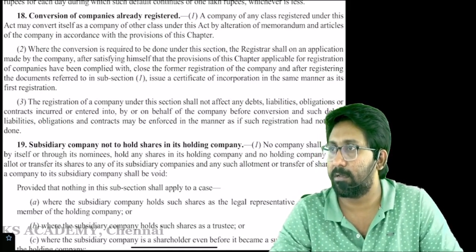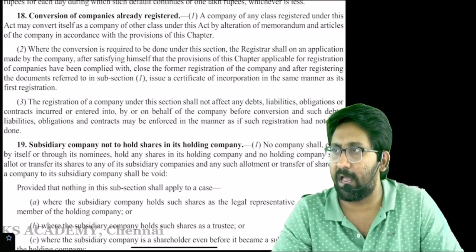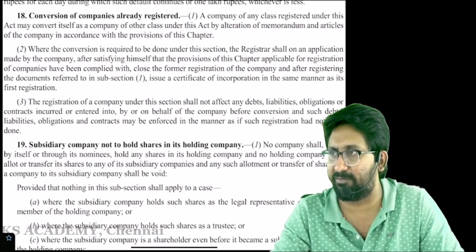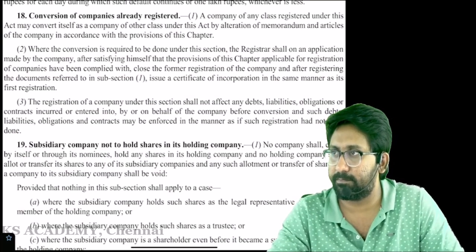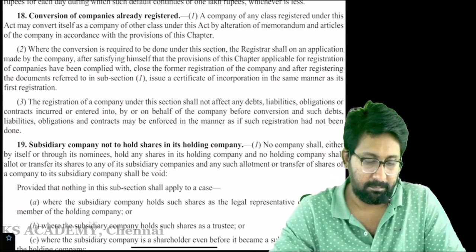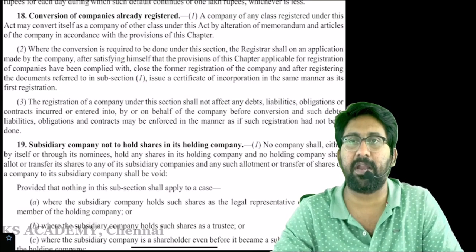Alteration. If nothing is written, you can file, no problem. 15 days. From section number 18.